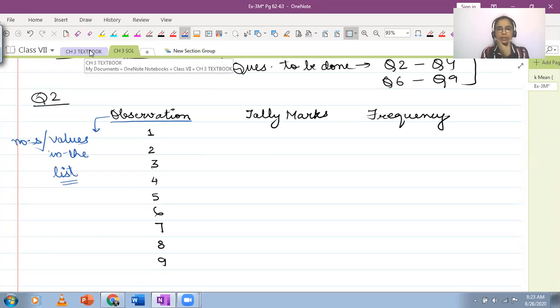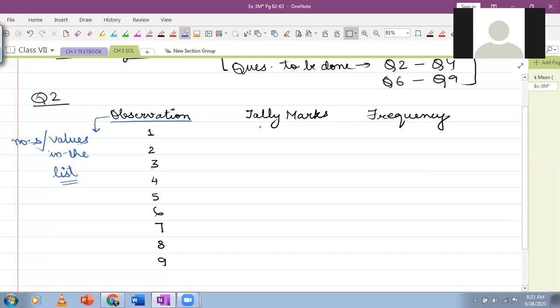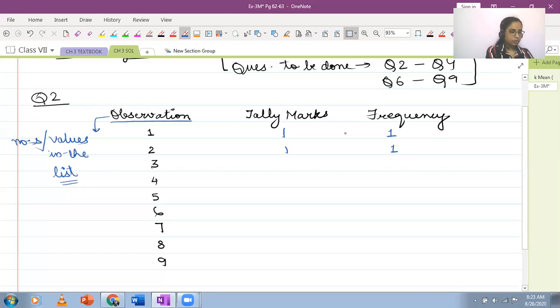Quickly tell me how many times do you see 1? One time. Only one time. So let's put a tally mark here and then write down 1 here. How many times do you see 2? One time. Can I make the table with pencil? Yes, yes, yes, you can do that.